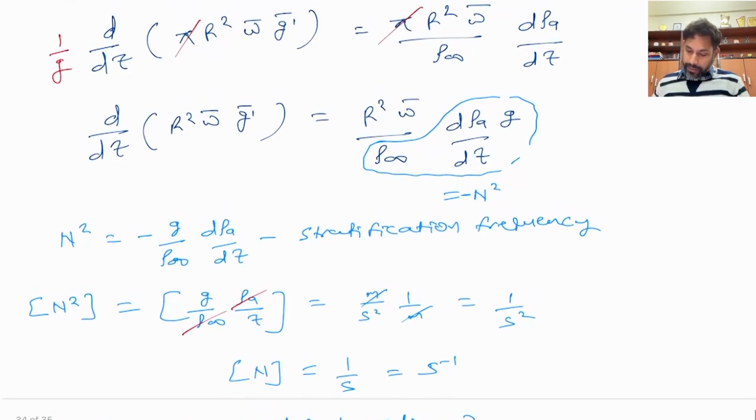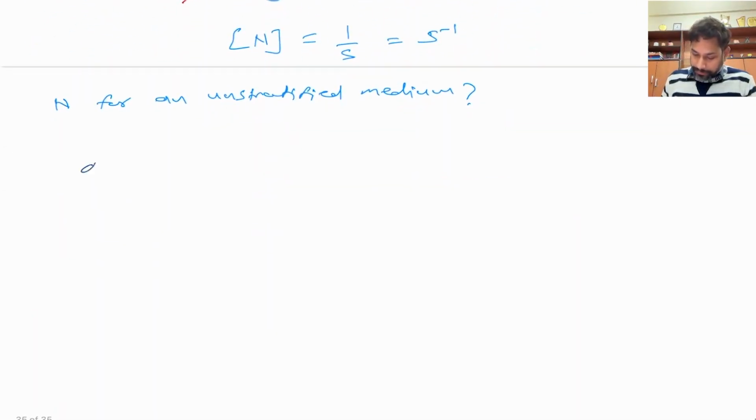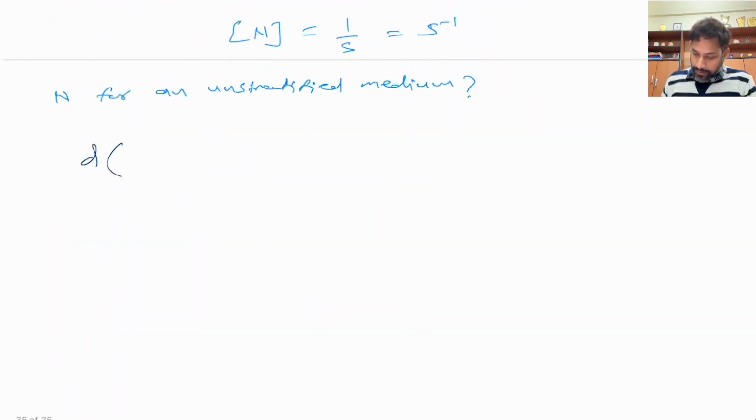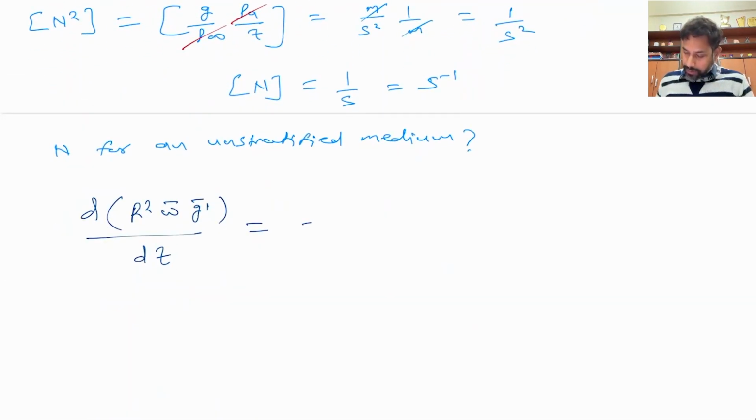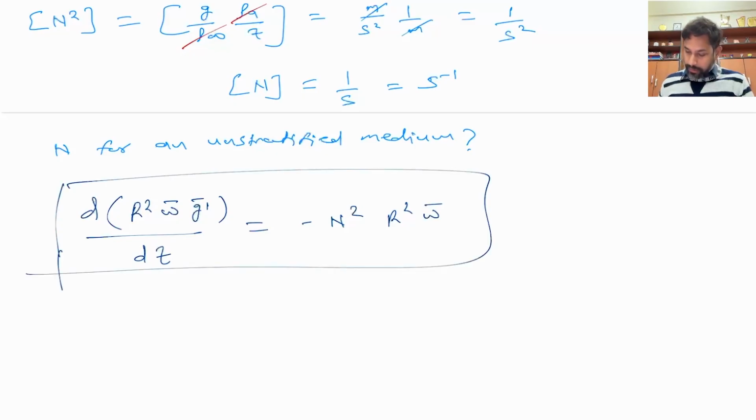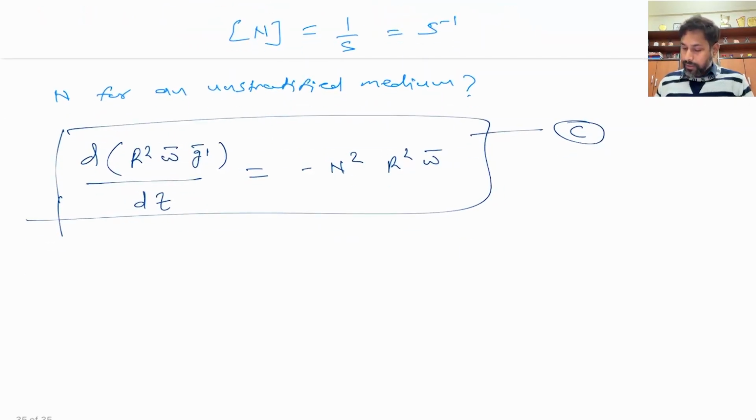All right, and that is why this equation can be written as d of r square w bar g prime bar over dz is equal to minus n square r square w bar. Okay, in this equation, let's call it equation C, and this is the buoyancy flux balance.